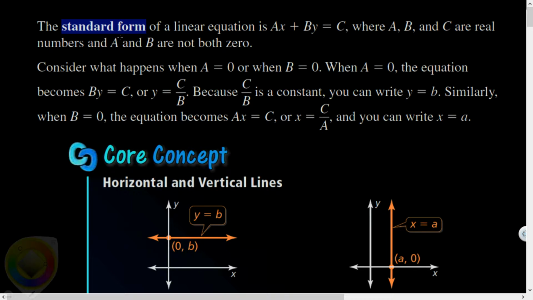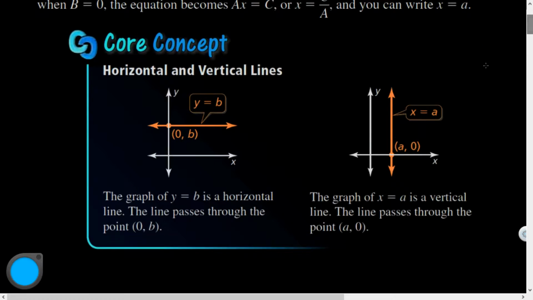So here we go. The standard form of a linear equation is ax plus by equals c, where a, b, and c are real numbers, and a and b are not both 0. If a equals 0, then that term would be 0, because 0 times x is 0. If b was 0, that would be 0. Then you just have whatever the remaining term was equal to c. There's a whole bunch of stuff related to a constant. We'll graph those.